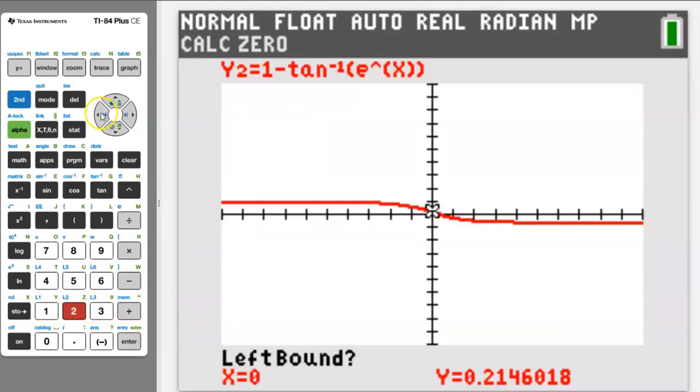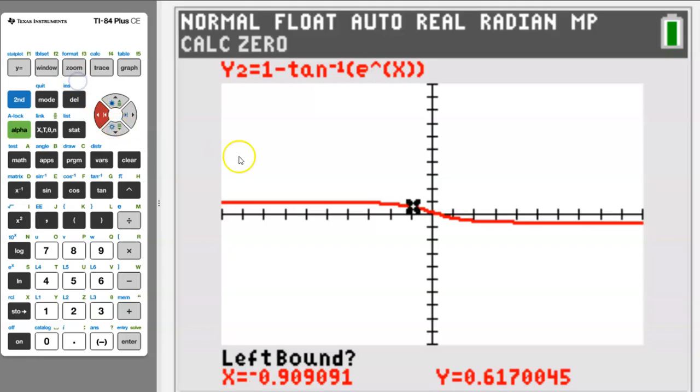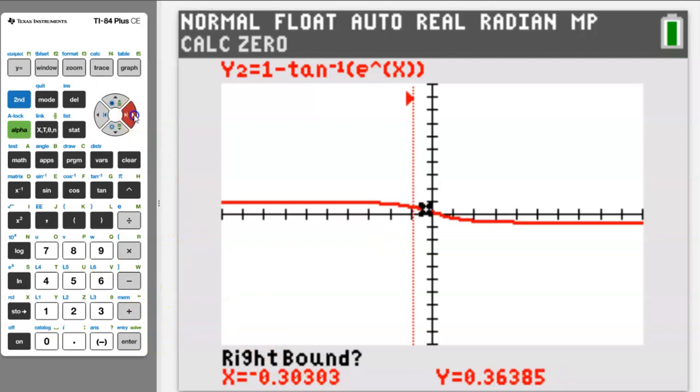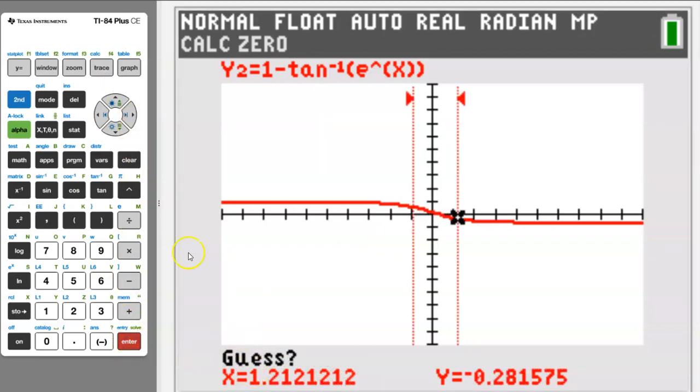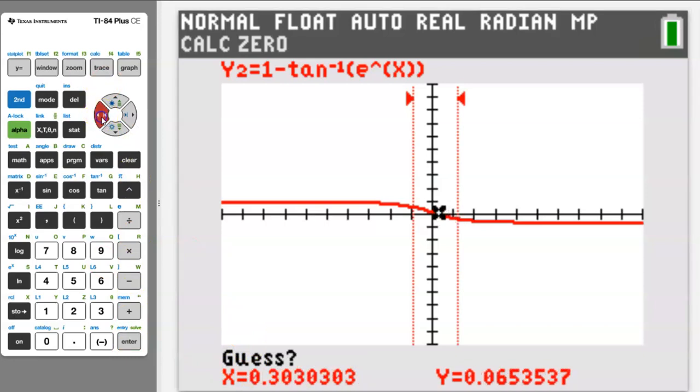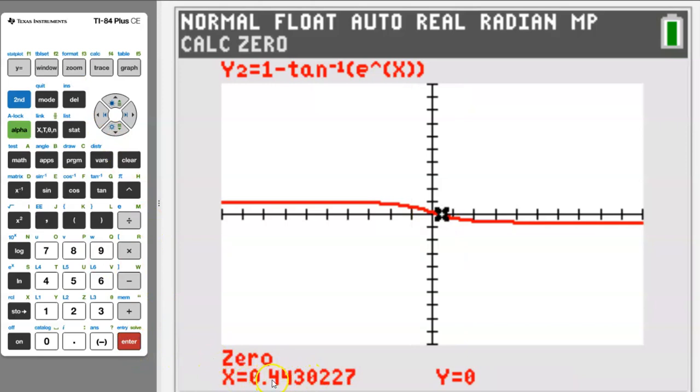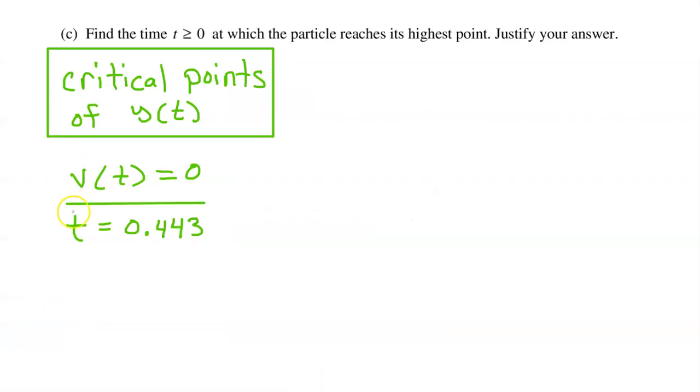When it says left bound, slide over a little bit to the left of where the intercept is and hit enter. And then it says right bound, slide to the right of the intersection point and hit enter. And then when it says guess, just go back close to the intersection point and hit enter. So there it is, 0.443. So we just saw that t equals 0.443 is the only critical value of the position function.